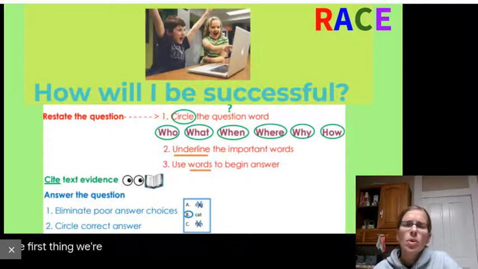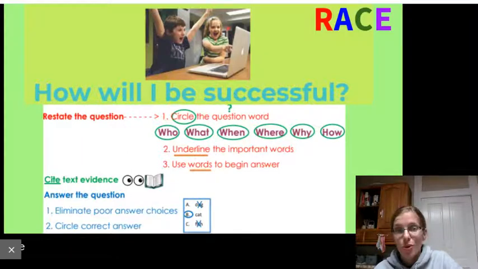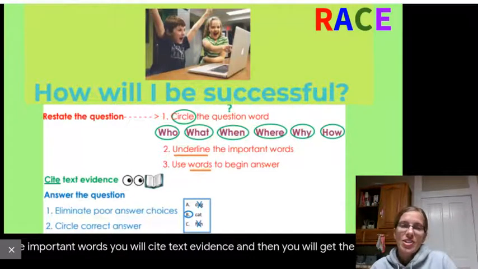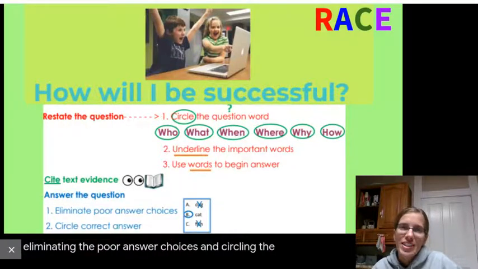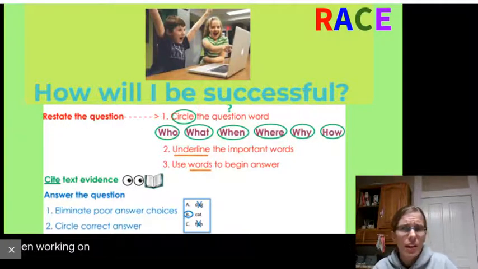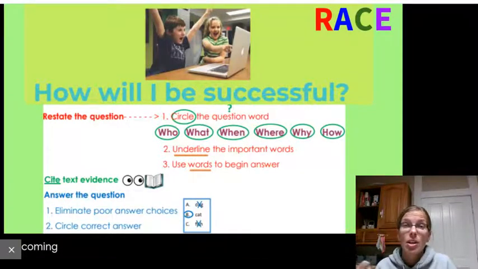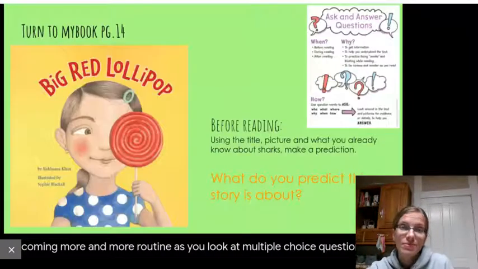The first thing we're going to do is circle the question word. Then we will underline the important words. You will cite text evidence, and then you will get the answer by eliminating the poor answer choices and circling the correct answer. We've been working on this for several weeks now, so hopefully these steps are becoming more and more routine as you look at multiple choice questions.